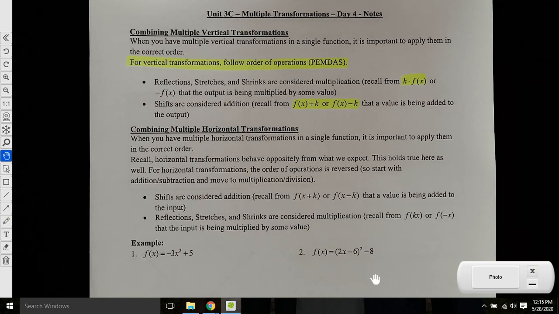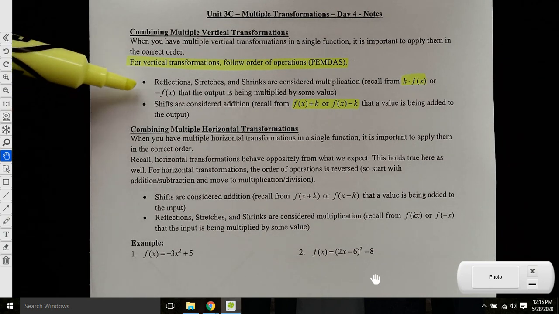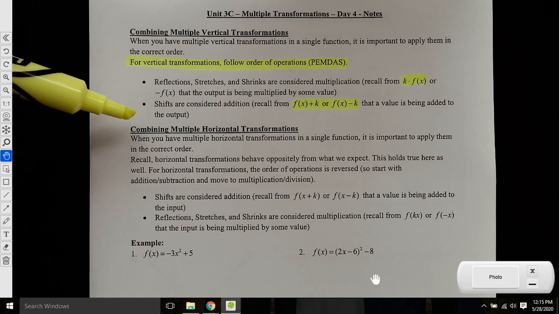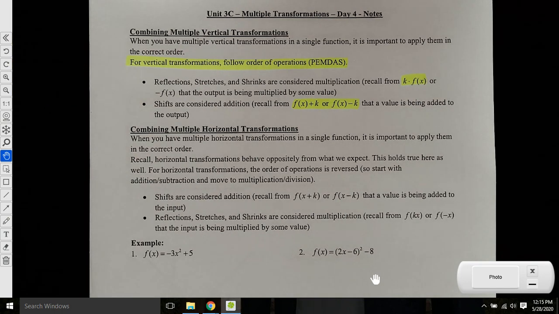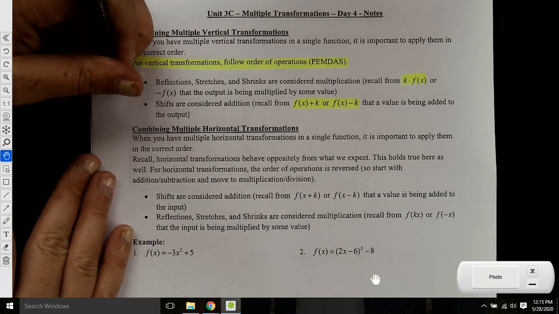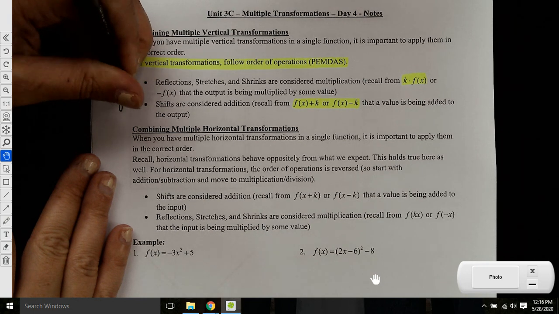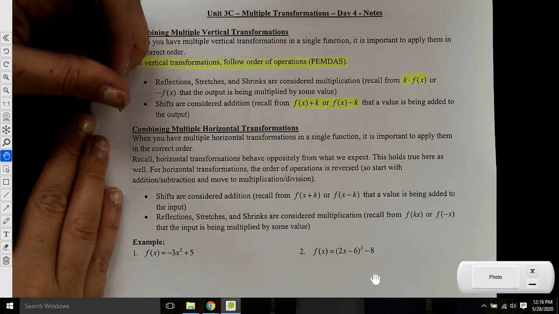So what we're looking at here is anything that's multiplied happens first. Anything that's added or subtracted happens second. And vertical transformations all happen to the y value. So these enact change on y values.